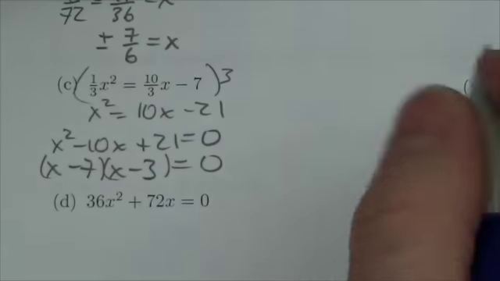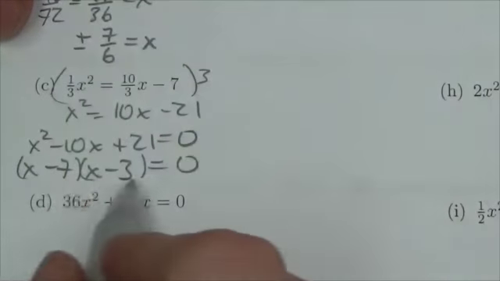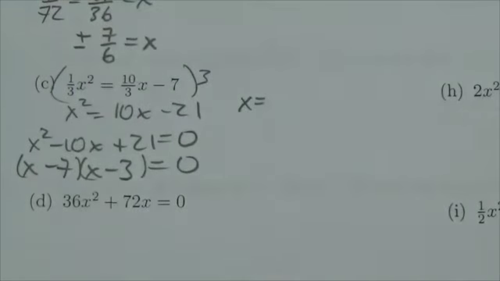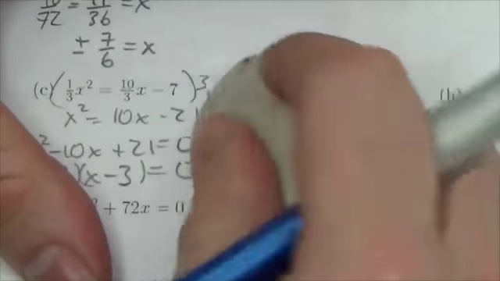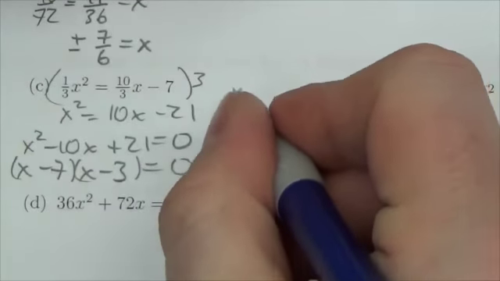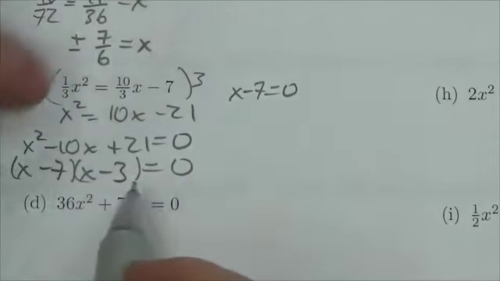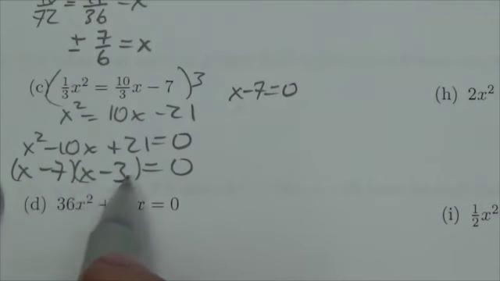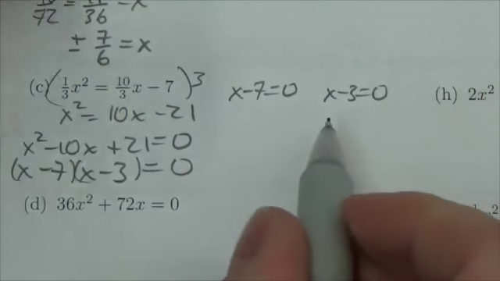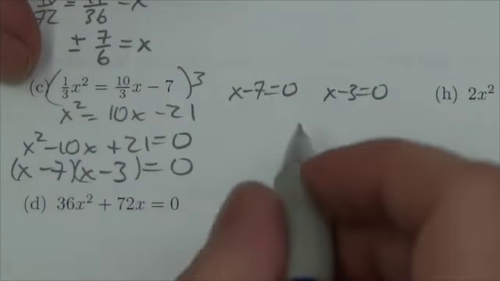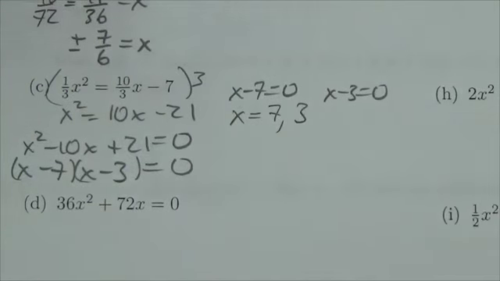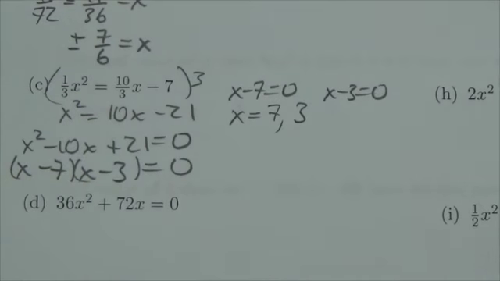Good. So what that means is, if the product of those two is equal to 0, it must be the case that either the factor x minus 7 is equal to 0, in which case 0 times x minus 3 is 0, or x minus 3 equals 0, in which case 0 times x minus 7 is 0. This tells me that x is either equal to 7 or positive 3. And those are the two roots that I get from this equation.